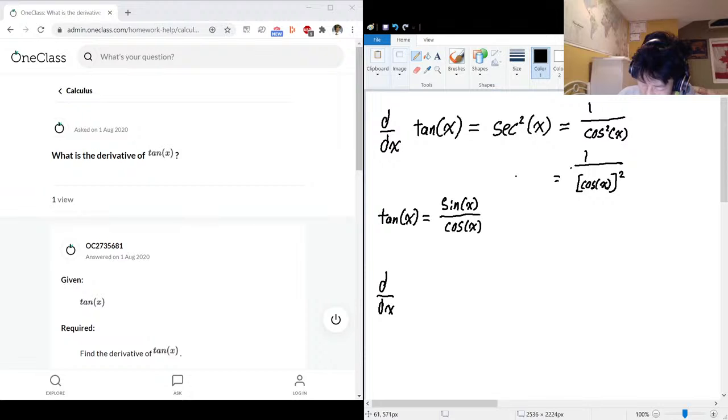d over dx of sine x over cos x. So how do we handle this? We need the quotient rule.